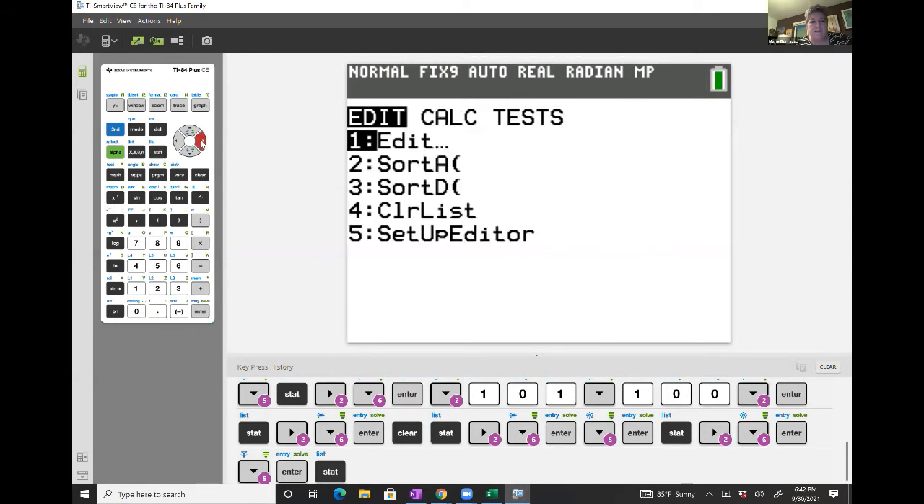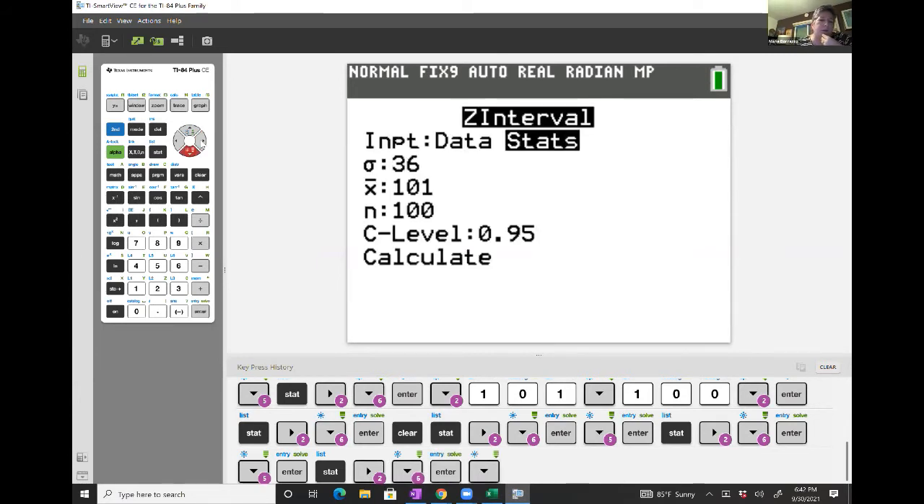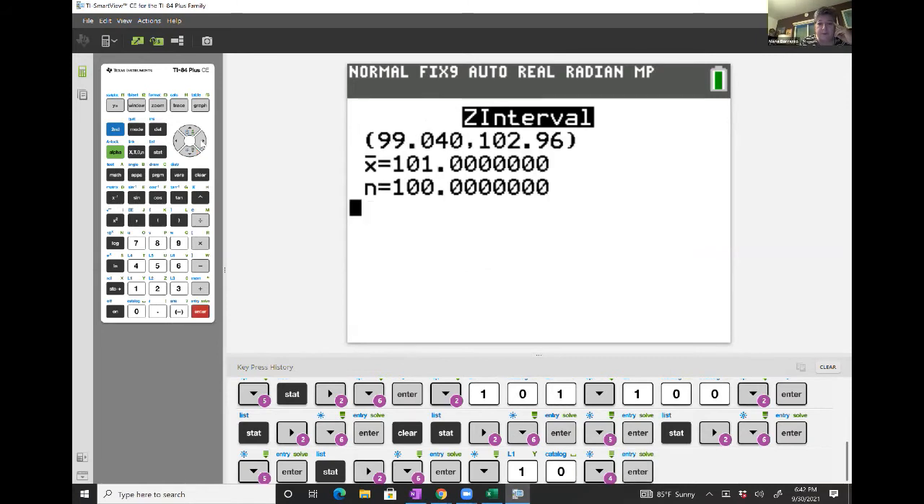So if I go to stat, I go to test, I'm gonna go to that Z interval, and guess what I'm gonna do here? I'm gonna reduce that. Let's make it a 10. I just took 36 as a standard deviation and said, forget that. What if it's a smaller sense of error? Look at what happens. What happened to the interval? It decreased. It's much more narrow.